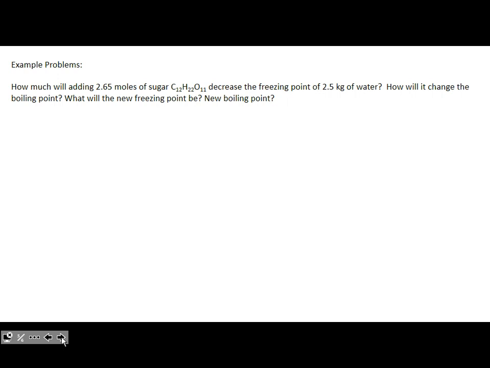So sugar is our solute. Water is our solvent. It is the water that is changing. And we want to know how these properties are going to change. We know that our equation is change in temperature is equal to K times M. And then, if we have an ionic solute, we have to multiply the M by the Van't Hoff factor. Sugar is not an ionic solute, so we can ignore the Van't Hoff factor here.